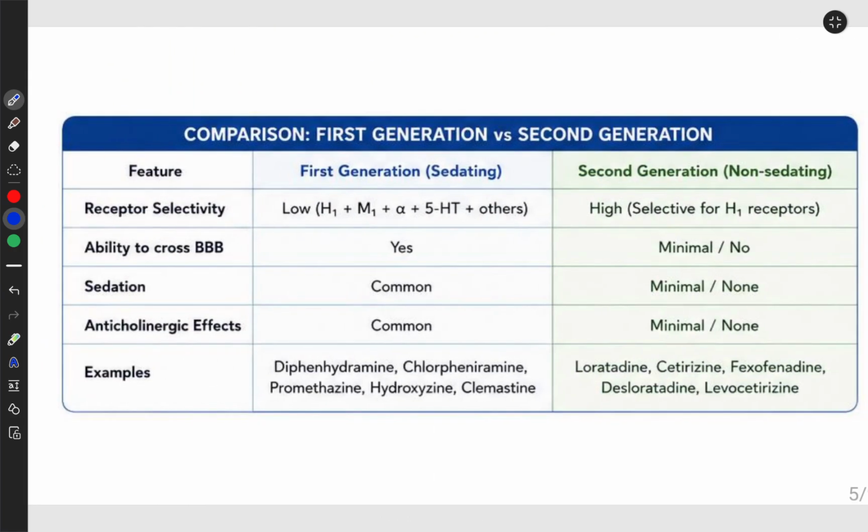Let's compare the properties of the first generation and second generation antihistaminics, as this is a very common question asked in undergraduate level examinations. The first property to be compared is the receptor selectivity. You will find that second generation antihistaminics, which are the non-sedating type, are highly selective for the H1 receptor. Whereas if you look at the first generation, that is the sedating type, in addition to blocking the H1 receptor, they also act on muscarinic type 1 receptors, alpha receptors, 5-HT receptors, and when you study the specific drugs, you'll find that other drugs also have some other receptors on which they act.